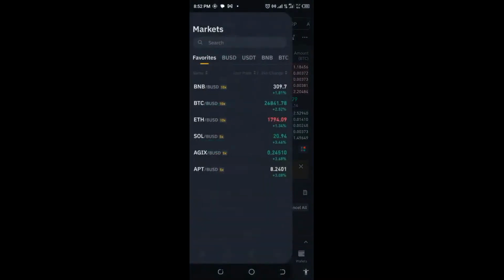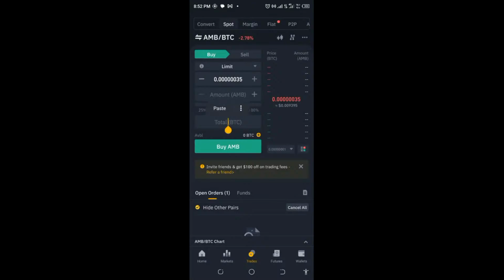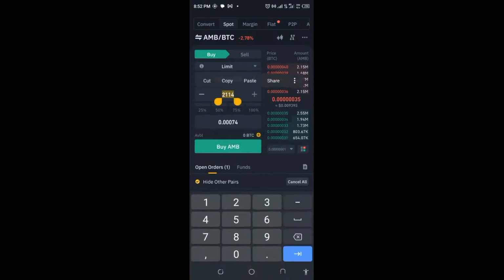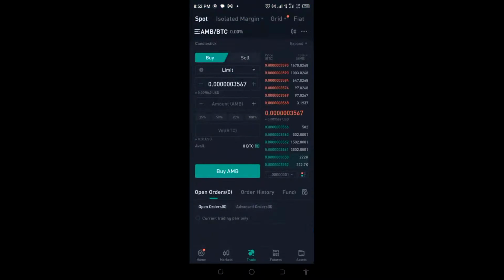Copy that and go all the way to AMB BTC and buy that right away. Okay, so we have 2114. Let's copy that. All right, so we've copied it. Let's go over to KuCoin and see what we will get.